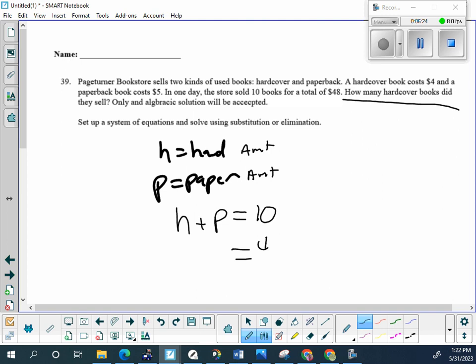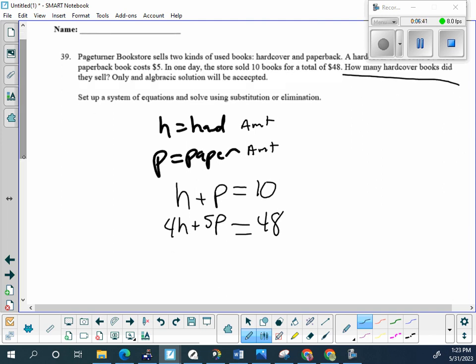They earn $48. So that's a combination of $4 hardcover books plus $5 paperback. Usually it's the other way around, but whatever. So I want to figure out what H is. So I want to eliminate P. Or you could just figure out both answers.